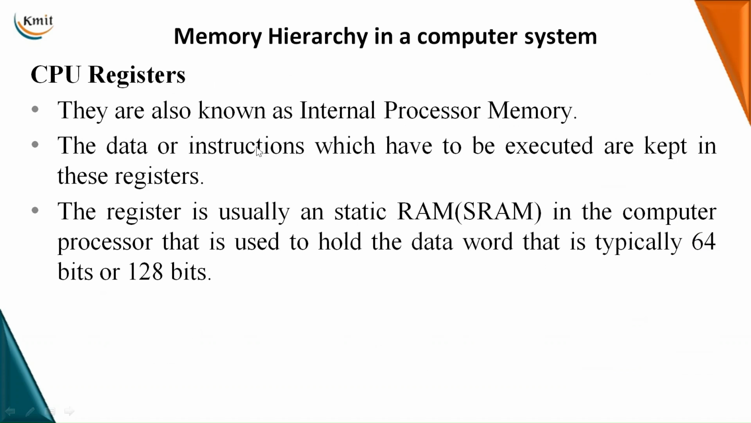So let's see each and every memory in detail. The first type of memory, which is at the top of your hierarchy, is the CPU registers. We can call the CPU registers also an internal processor memory, and the data or the instructions which have to be executed have to be kept in these registers. We have a list of registers present in our computer, like your instruction register, address register. So all these registers are considered as your CPU registers. The register is usually a static RAM, SRAM, in the computer processor that is used to hold a data word, which is typically of size 64-bit or 128-bit.